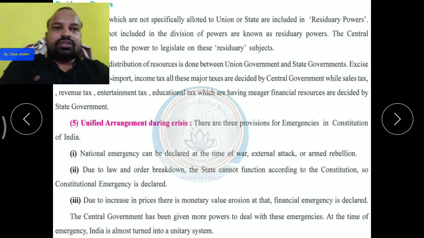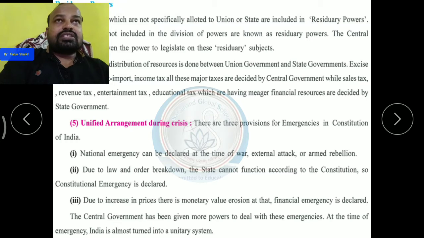The national emergency can be declared at the time of war, external attack or armed rebellion. War means when a country is at war with another country. External attack means an outside country attacks our country. Armed rebellion means our country's citizens rebel against the rule of the country, and they take up arms against the country. Murdering, killing, and setting fire to public property are called armed rebellion.